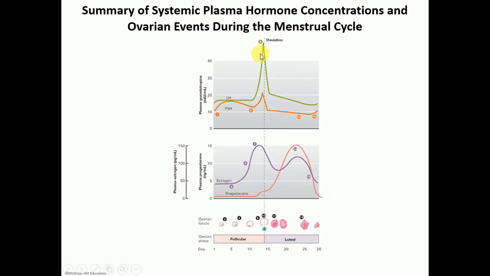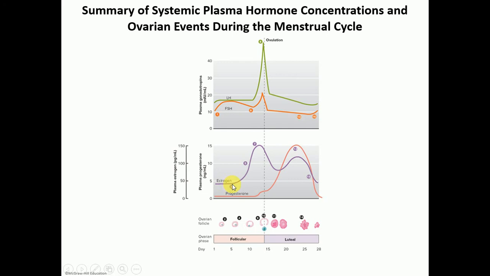Okay, this graph shows us the different levels of hormones. All the way down here, we are talking about the ovarian phases. There's the follicular phase, which is the first half, and then we have ovulation in the middle, and then there's the luteal phase.